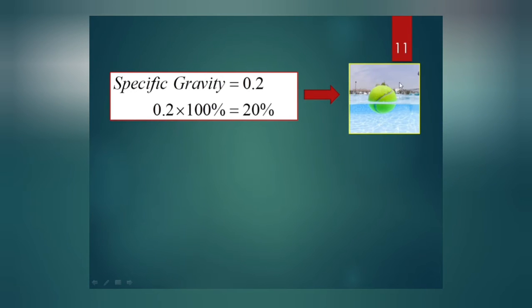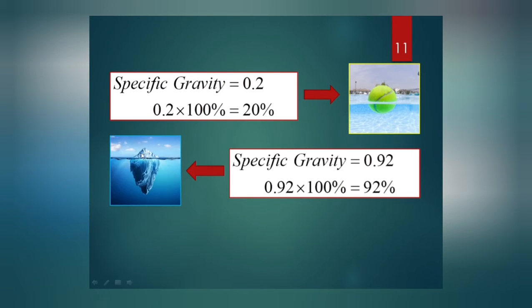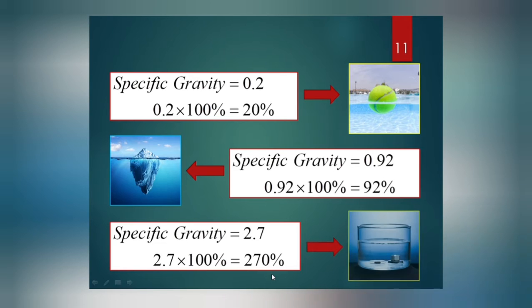Here you can see the image of such an object. The specific gravity of ice is 0.92. Multiplying it by 100 we get 92%. And that's the reason why 92% of iceberg remains in water. Now here you can see that the specific gravity is greater than 1, which means greater than 100%. So the particle would be fully submerged in water.